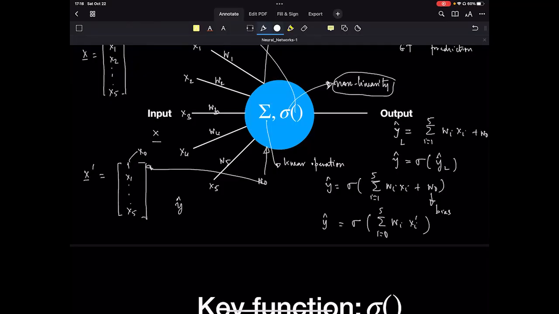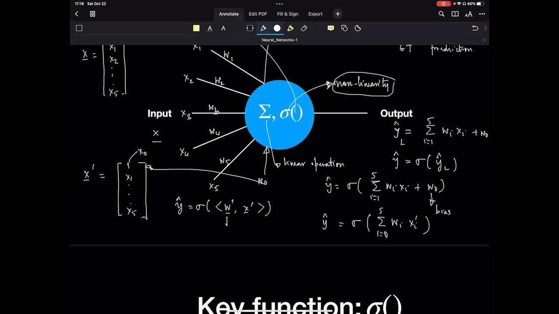So you will also see the output written in this form, w prime x. Okay, so this is the inner product notation. So nothing but element-wise product of two vectors. That's all we are saying.